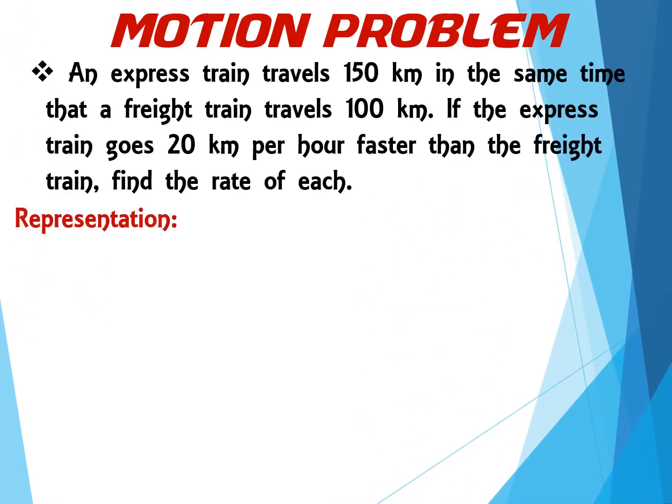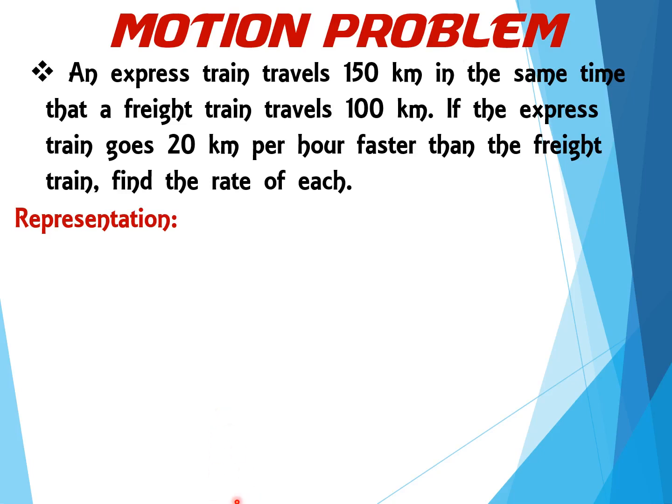Okay, let's have the last one. We have a motion problem or distance problem. An express train travels 150 kilometers in the same time that a freight train travels 100 kilometers. If the express train goes 20 kilometers per hour faster than the freight train, find the rate of each.